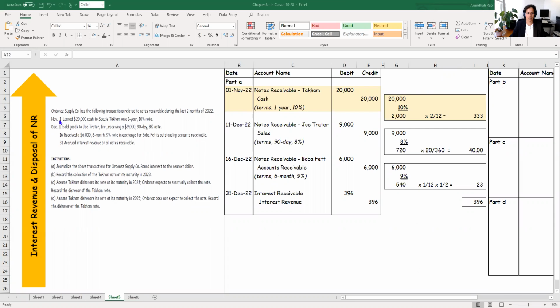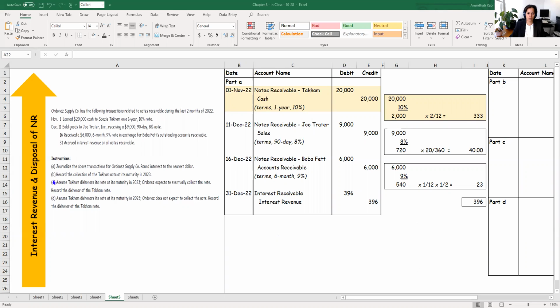So in the previous exercise, we had three different notes. We're going to look at only the first one. On November 1st, we loaned $20,000 cash to a business partner in exchange for a 1-year 10% note. So November 1st, our journal entry was notes receivable debit, cash credit for $20,000. At the end of the year, when we had accrued interest, the calculation for this particular note is 20,000 times 10% is 2,000 interest for the year. We had the note for 2 months, so we accrued only for 2 months, so we multiplied by 2/12.